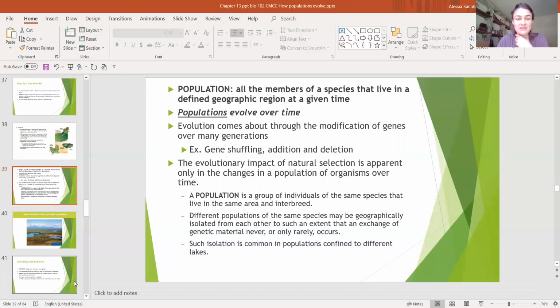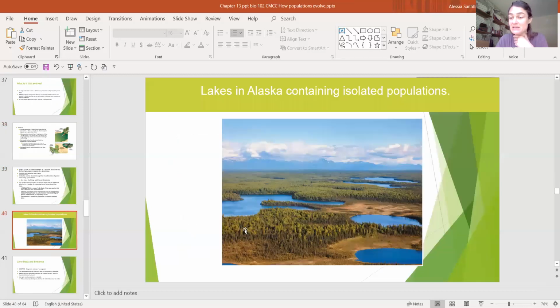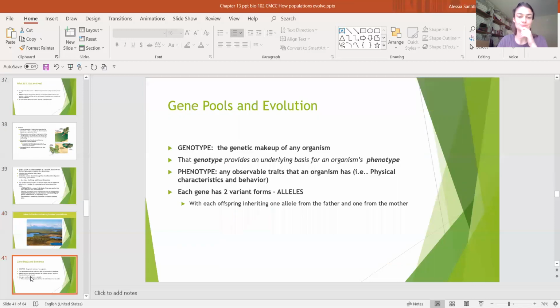Okay, so a true example of isolation like this actually occurs a lot with lakes. A lot of these lakes, like here you see lakes in Alaska, used to be one single lake, and then expanses of barren terrain came in and closed off the lakes. And so of course we have a population of fish here and a population of fish here. Each is going to adapt depending on whatever environment it has to go through. And so eventually this fish is going to adapt, evolve population-wise, right, into probably a new species. And this fish population is also going to probably adapt into another species.